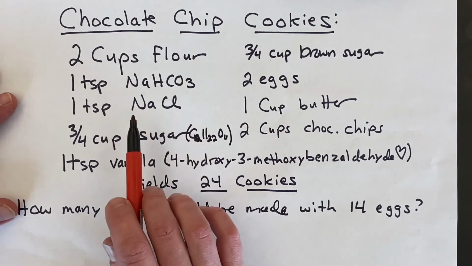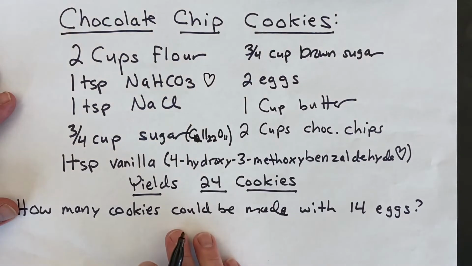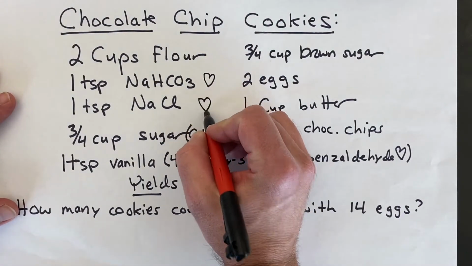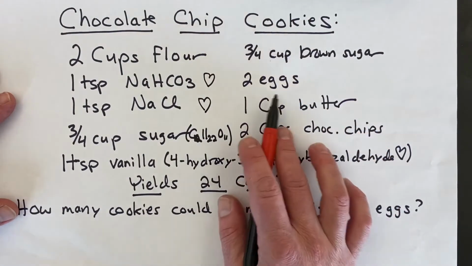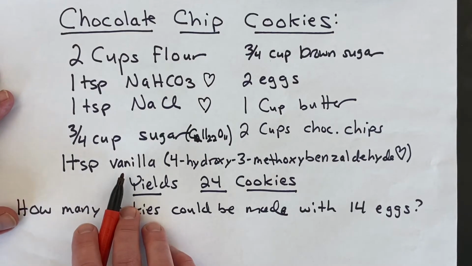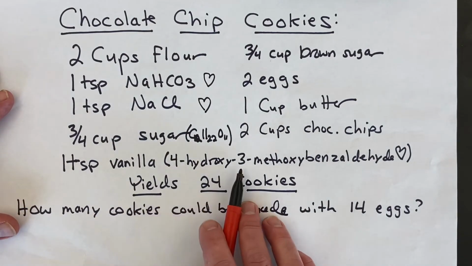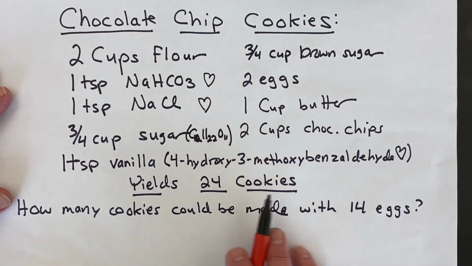So first you need 2 cups of flour, a teaspoon of baking soda, sodium hydrogen carbonate, a teaspoon of salt, sodium chloride, 3/4 cup of sugar, 3/4 cup of brown sugar, 2 eggs, a cup of butter, 2 cups of chocolate chips, 1 teaspoon of vanilla, which, if you don't know, is 4-hydroxy-3-methoxybenzaldehyde. Share that at your next party. And if you mix that all together and bake them, you get 24 cookies.